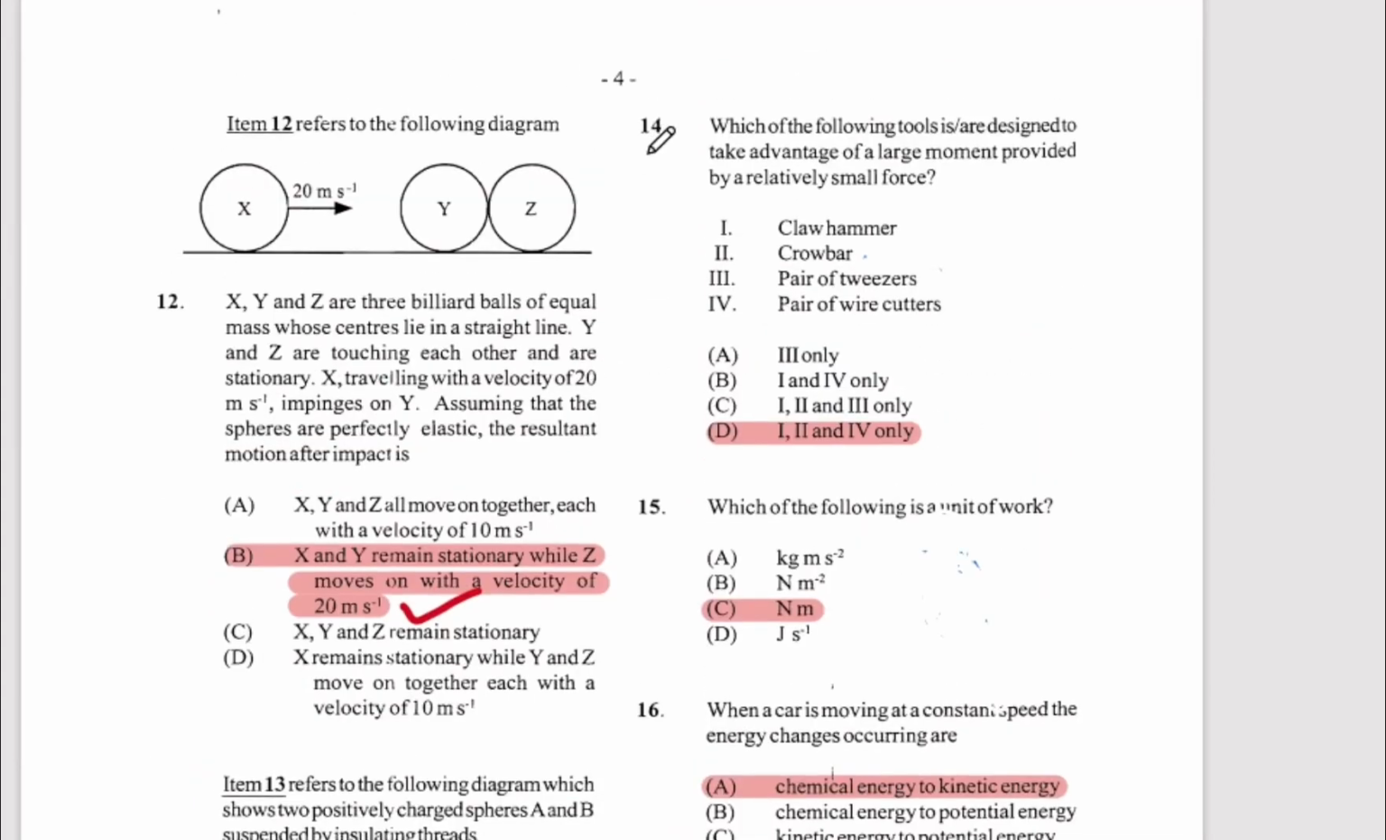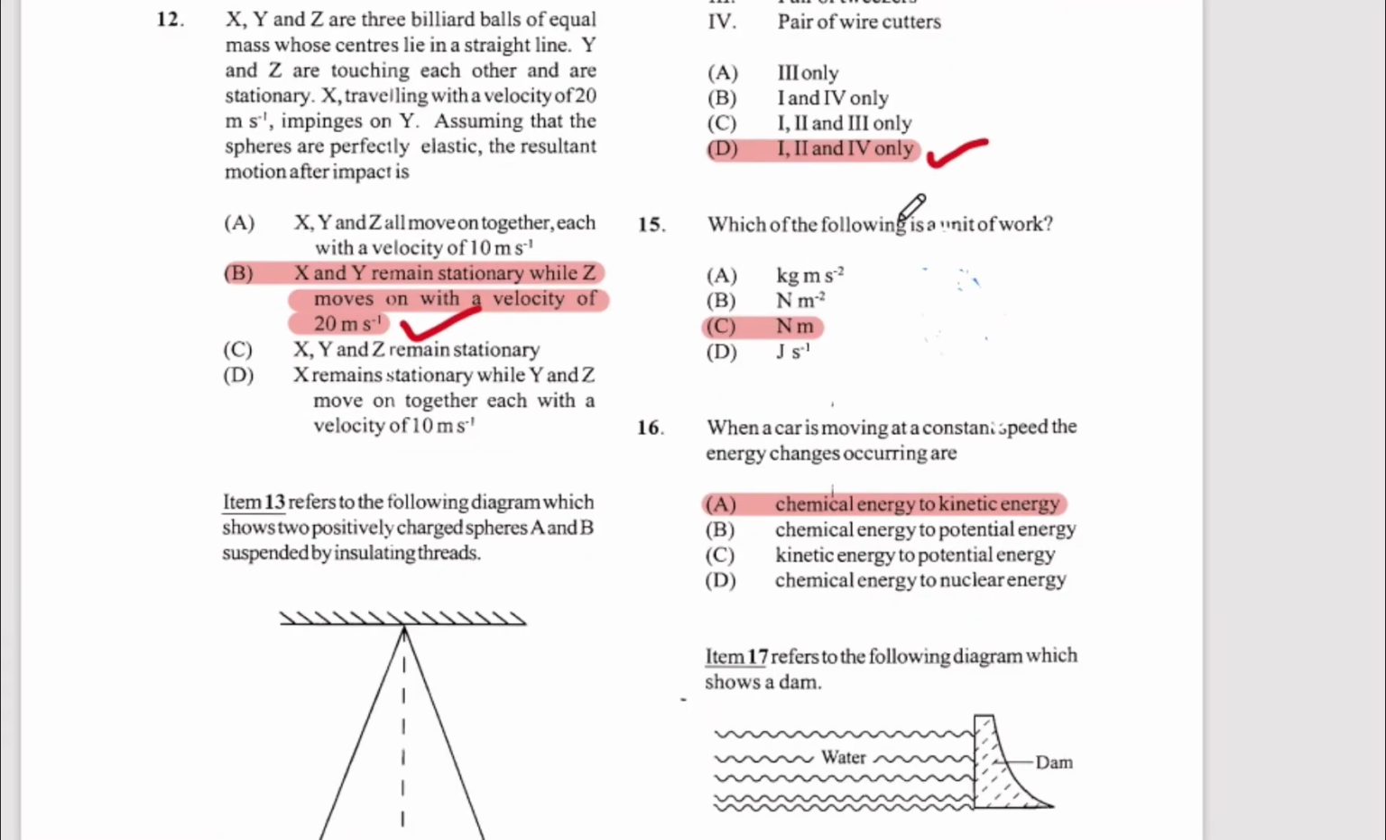Question 14 says, which of the following tools are designed to take advantage of a large moment provided by a relatively small force? And that's I and IV. So that's D. That's all except 3.